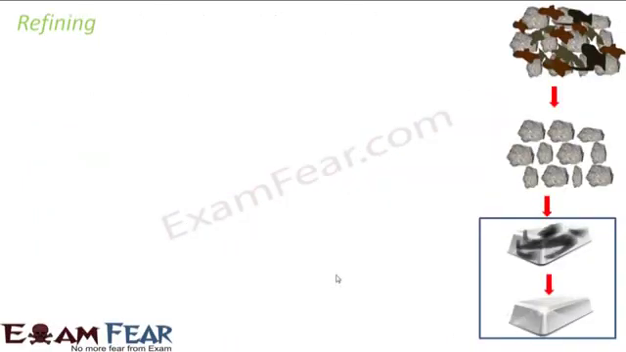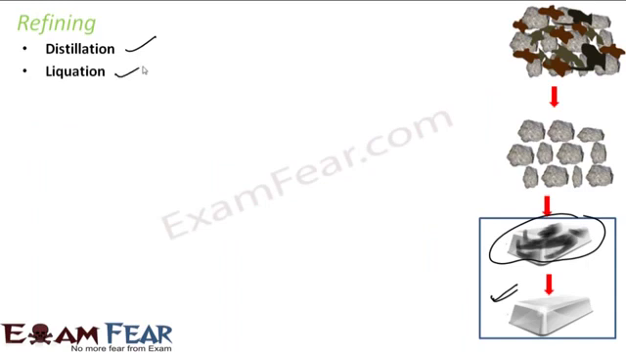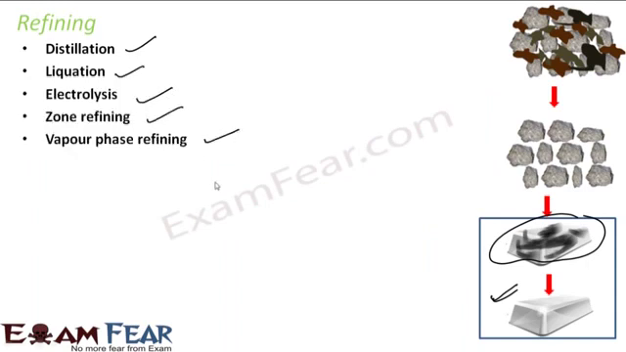Okay. Now we'll talk about the refining of metals. Once we have got the impure metal, we have to make it more pure. For this we use refining, and there are various ways to refine metals: distillation, liquefaction, electrolysis, zone refining, vapor phase refining, and chromatographic methods. These methods we use to refine an impure metal.